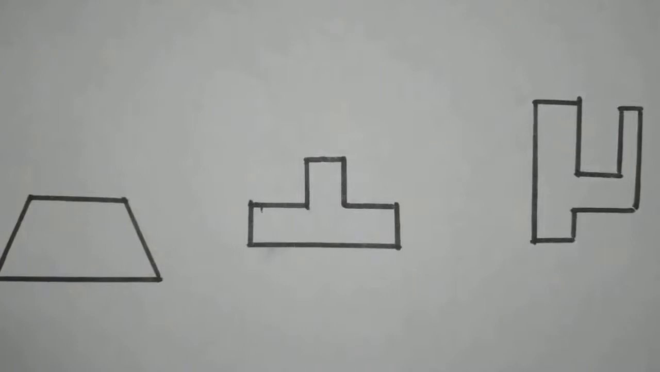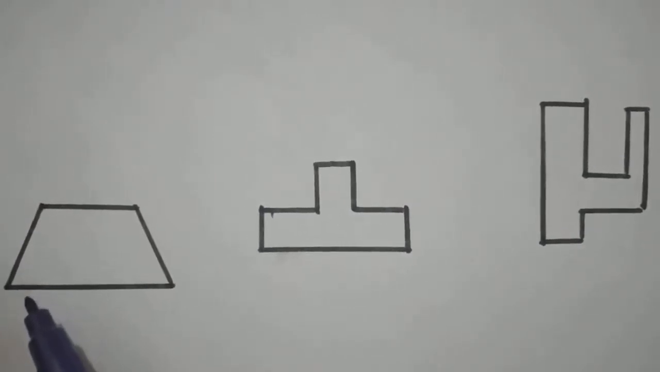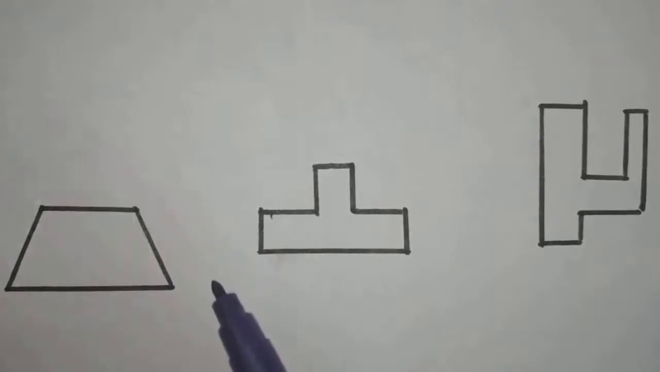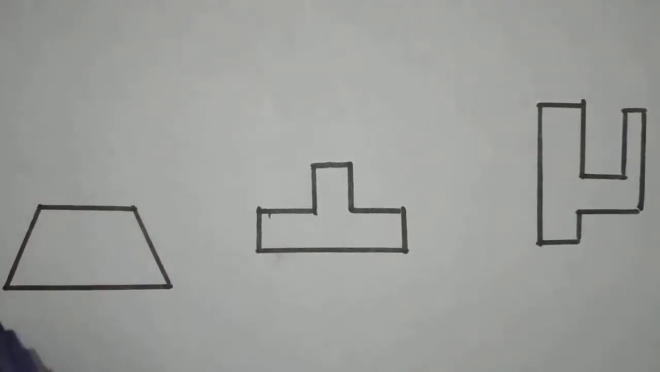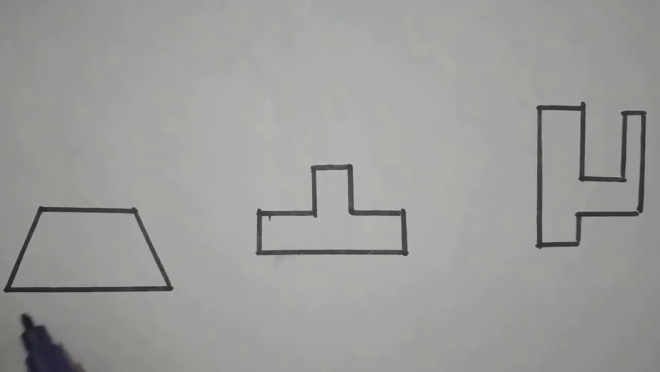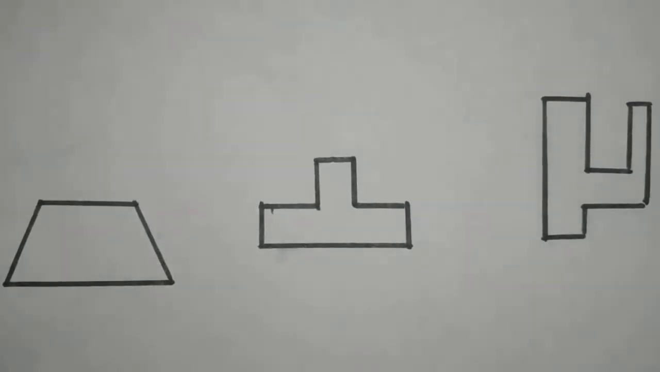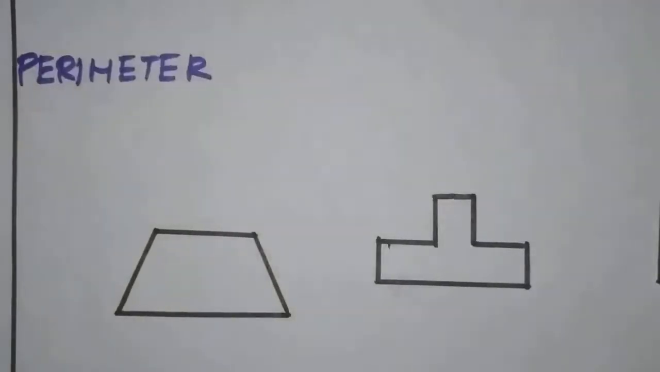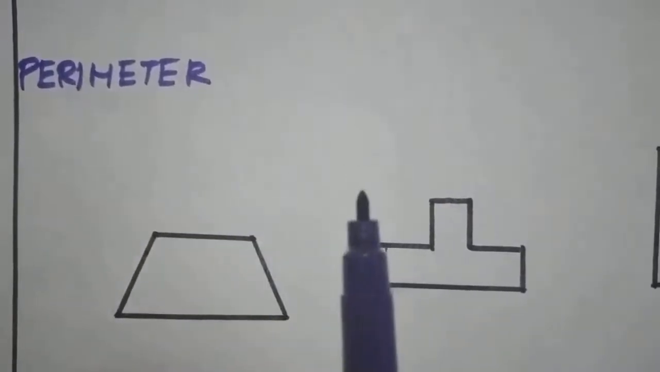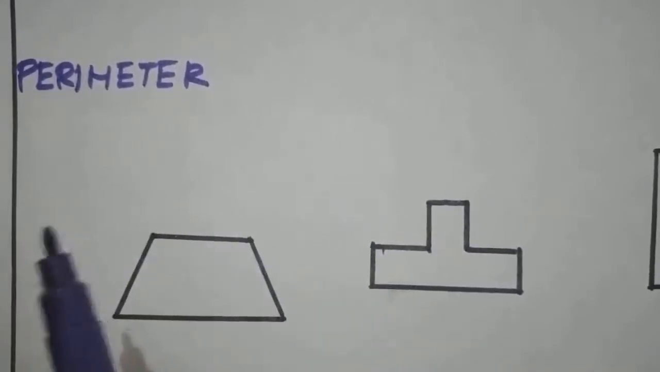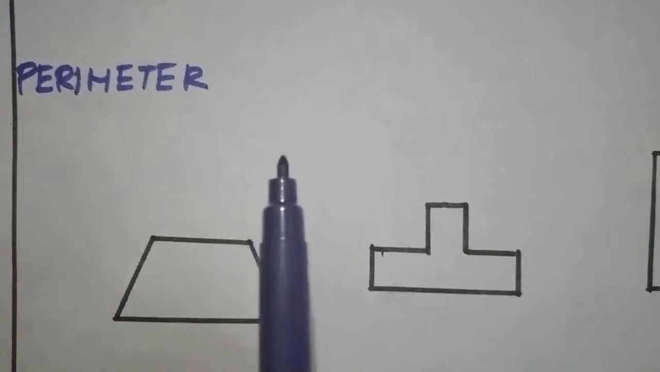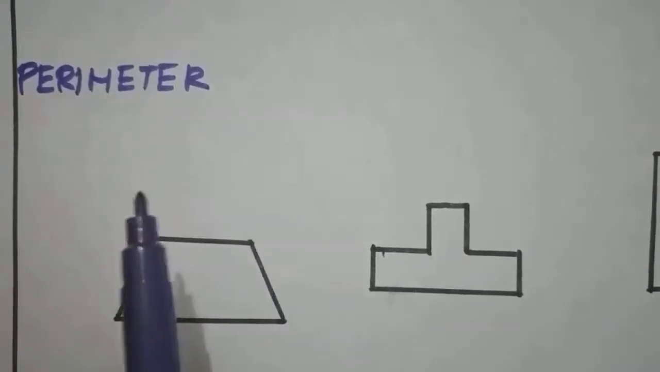Look at the figures. We can make them by bending a wire into the desired shapes. If we start from a point on the boundary and move along the boundaries of these figures, we will come back again to the starting point. So the distance thus covered will be the length of the wire used to make the figure. This distance is called the perimeter. The word perimeter is derived from the Greek words peri and meter. Peri means around and meter means measure. Thus, perimeter is the length of the boundary of a figure.